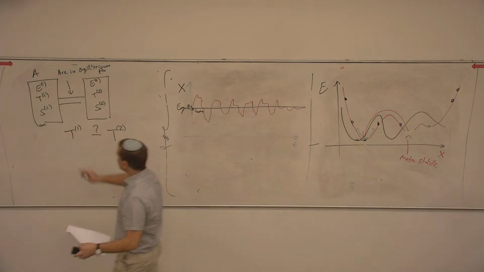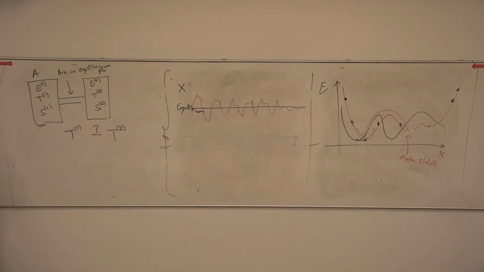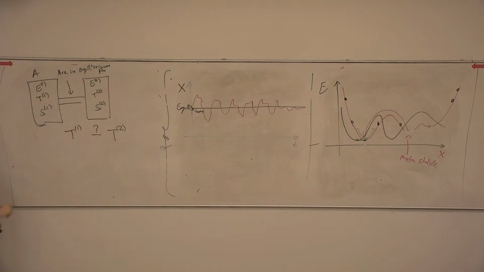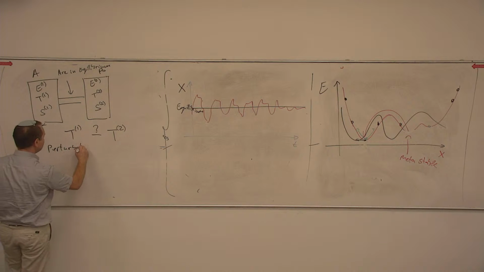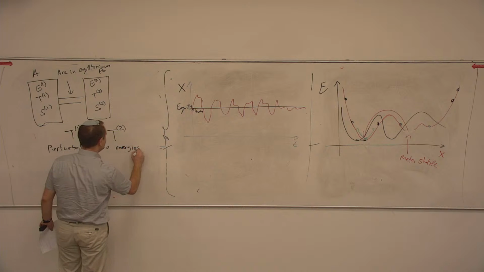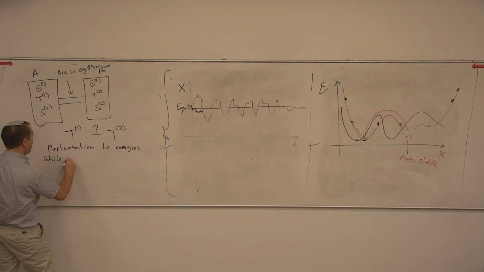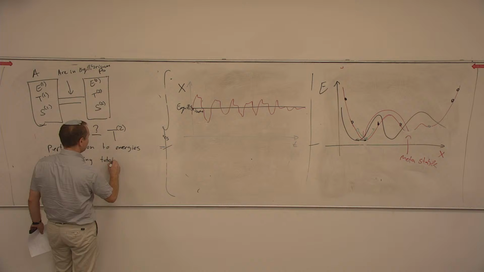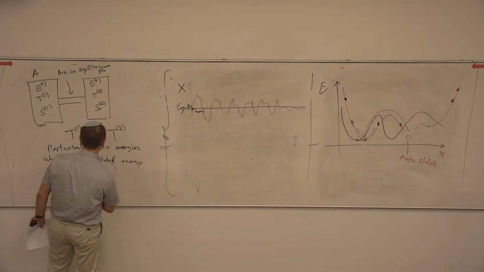Now, I introduce a small change in the energy. So I take energy from system A and bring it to system B, or I take some energy from system B and put it inside system A. Okay? So a perturbation to the energies, while keeping the total energy constant.